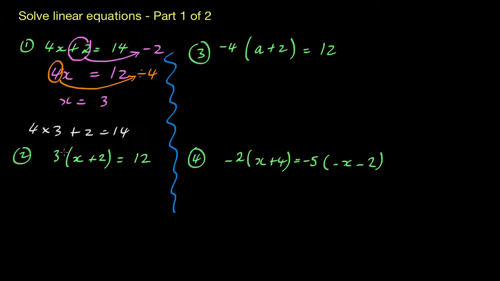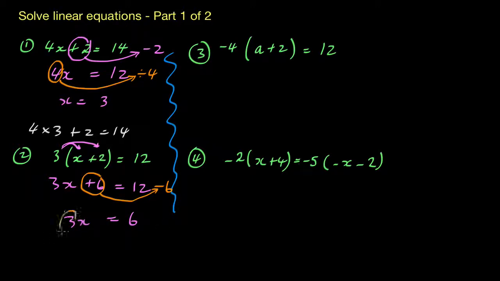For the next equation, the first thing we'll do is expand it out by multiplying the 3 onto these values inside the brackets. So 3 times x is 3x. Then we have 3 times 2. It's going to be plus 6 equals 12. Once again, what I'm going to do is move that plus 6 to the other side. The opposite of plus 6 is minus 6. So we end up with 3x, the plus 6 is moved, is equal to 12 take away 6 is 6. Once again, if I have 3 times, on the other side it's going to be divided by 3. So now I have x is equal to 6 divided by 3 is 2.